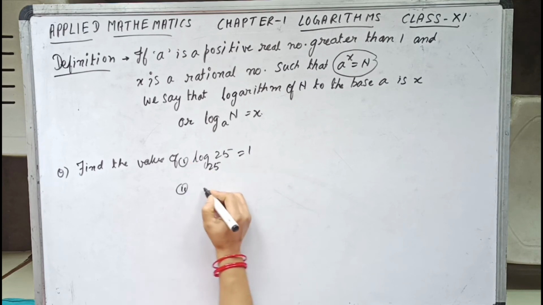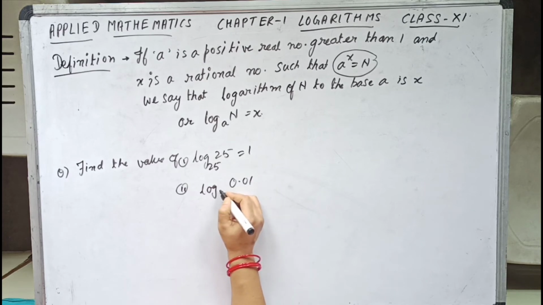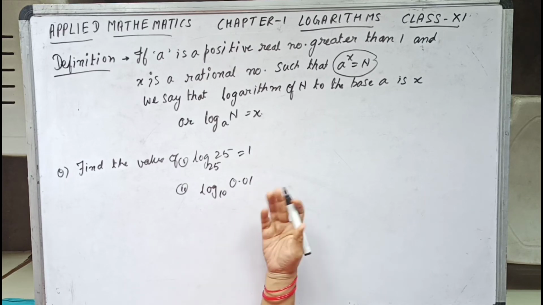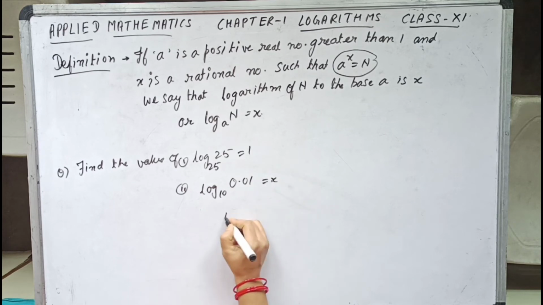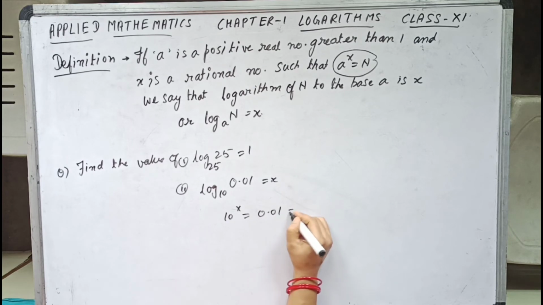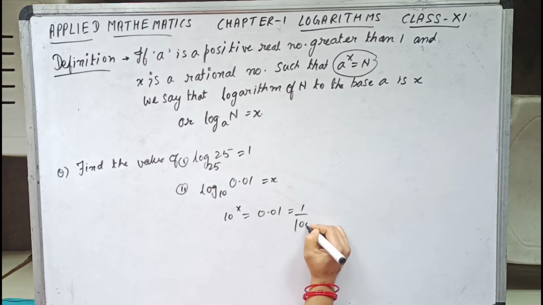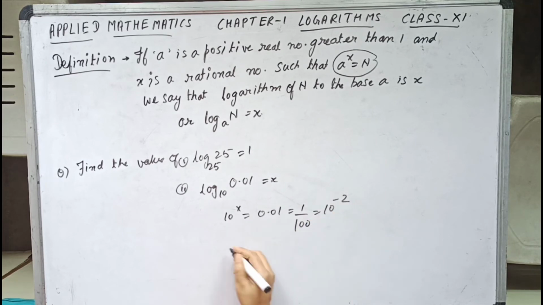You don't have to calculate it. Whenever these two are the same, the value is always equal to 1. Now number 2, let us calculate log of 0.01 base 10. We don't know the value, so I will suppose it as x. So 10 power x is equal to 0.01. Now 0.01 we can write as 1 by 100. So this will be equal to 10 power minus 2. So 10 power x equals 10 power minus 2. This implies x is equal to minus 2.